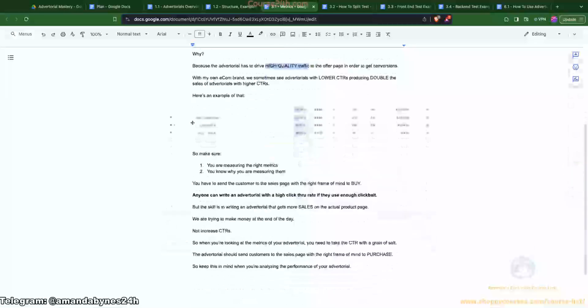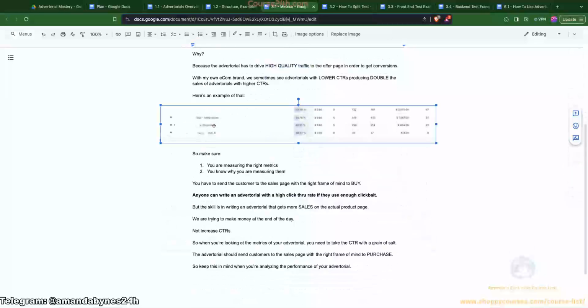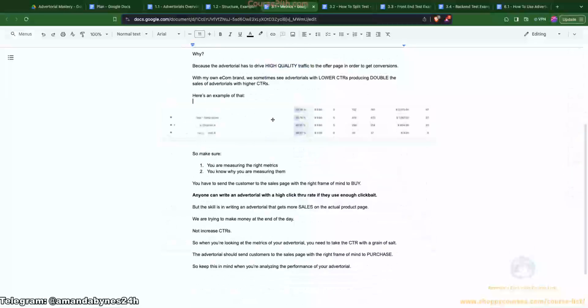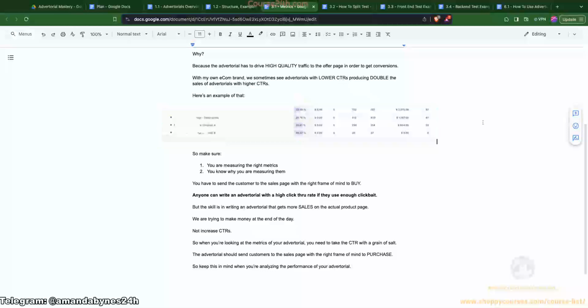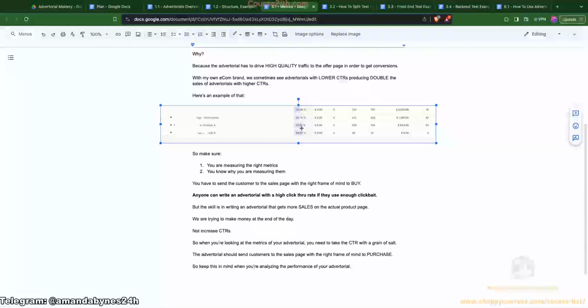Here's an example. Obviously, I've blurred out the names of the funnels because I don't want to leak my brand. But you can see here, this advertorial has a 22% click through rate and it generated $1,500 in sales. This one beneath it, we ran it for the exact same time, by the way. It has more than double the click through rate, but it produced less than half of the sales. So even though this one looks more like a winner, it makes way less money than the other one.